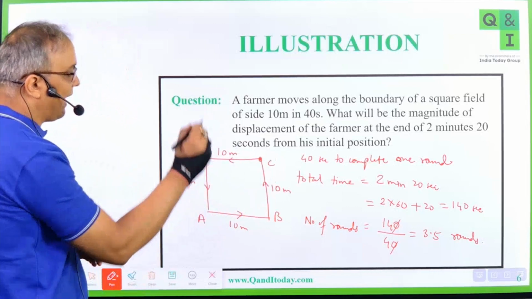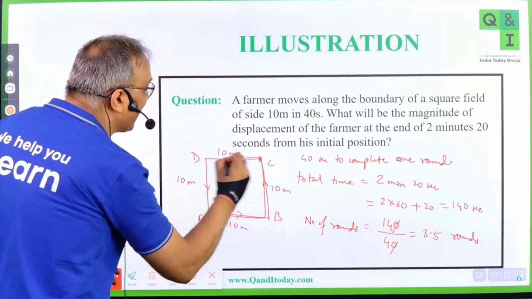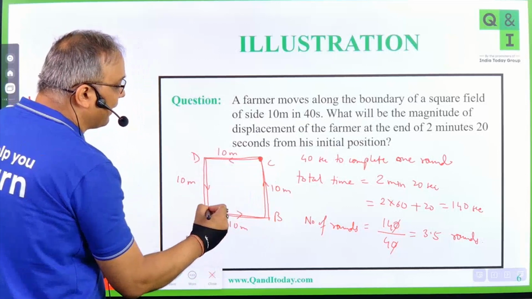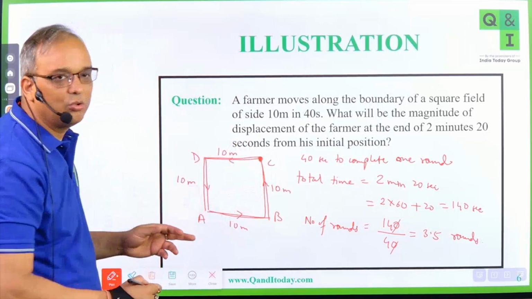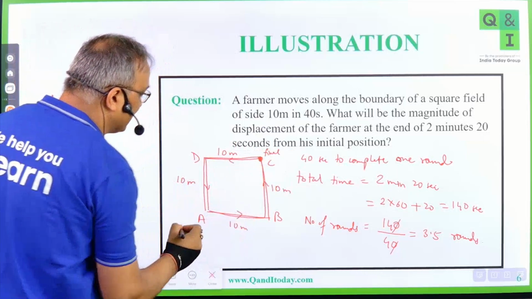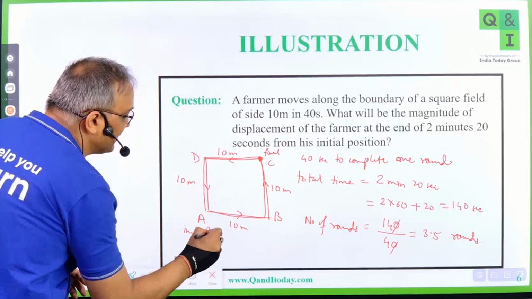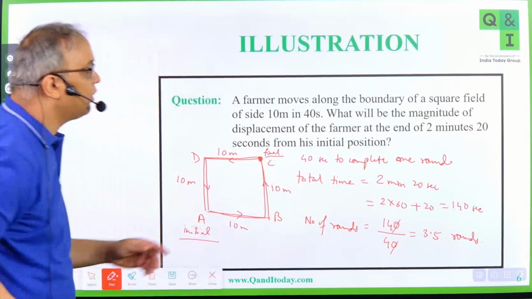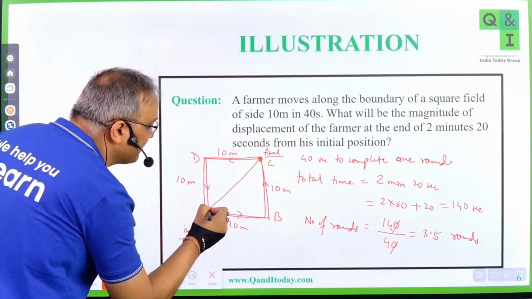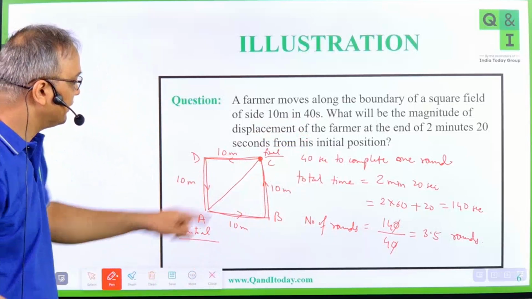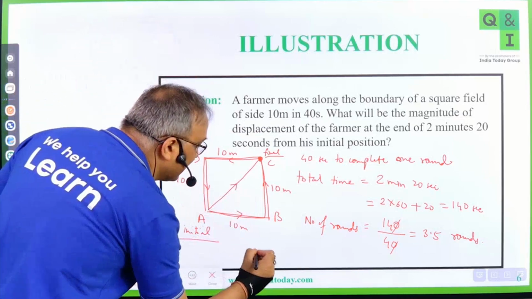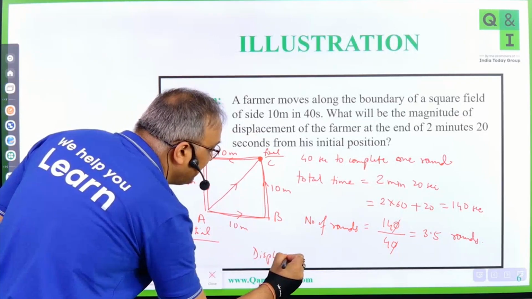The farmer completes 3 rounds and then, after 3 rounds, he'll go half a round more and reach C. So this C is your final position and A was the initial position. Now you have to find the displacement here. So the shortest distance between initial and final position is your displacement, AC. So if we have to find the displacement, so displacement.